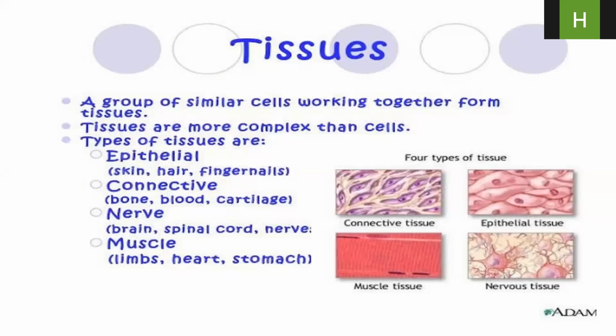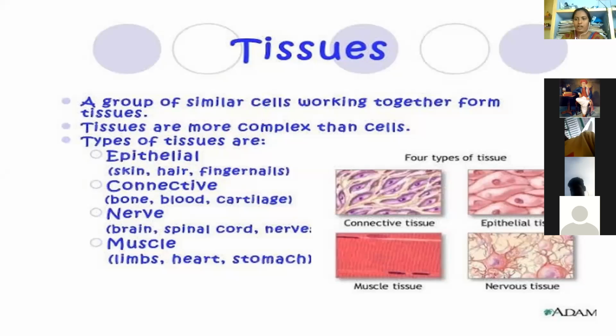Next, epithelial tissue is found in skin, hair, and fingernails. The connective tissue is found in bone, blood, and cartilage. The nervous tissue is found in the brain, spinal cord, and nerves. The last one is muscle tissue. The muscle tissue is found in limbs, heart, and stomach.